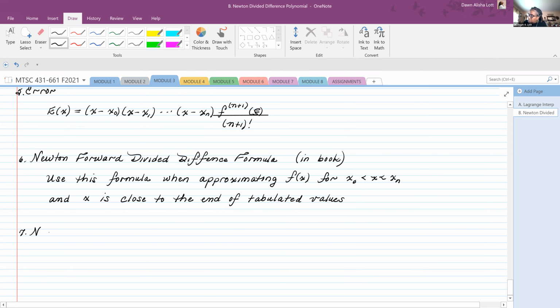And then there's a Newton backward divided difference formula. And you use this formula.